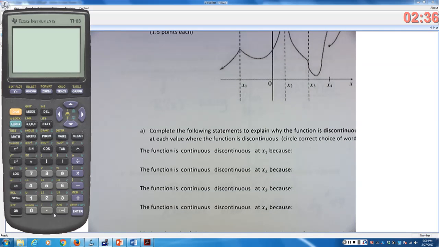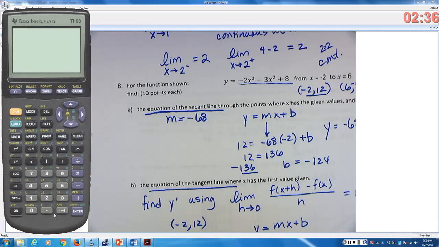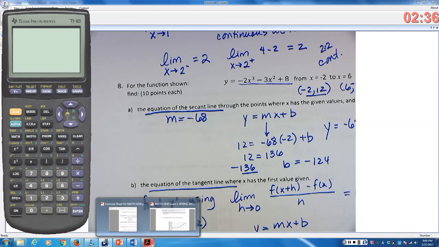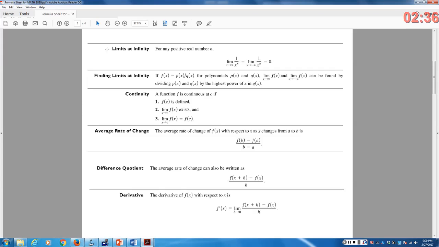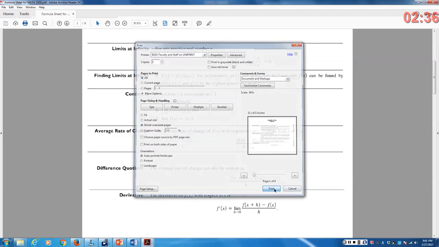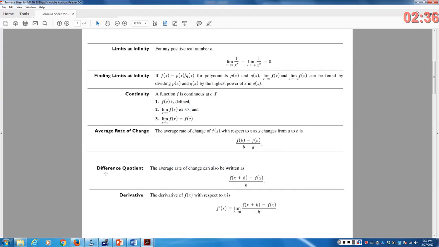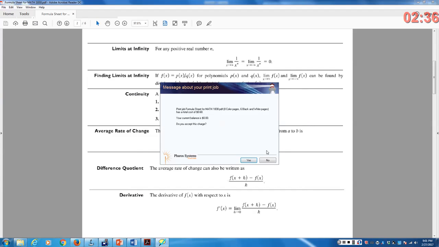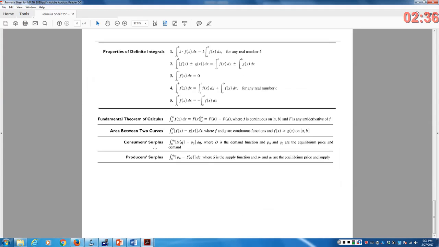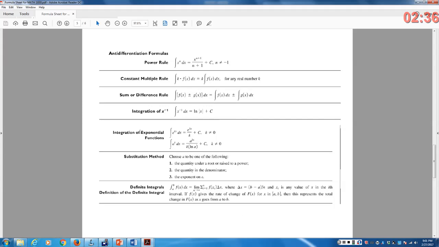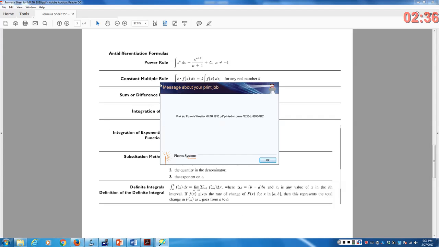Hmm? Can you print me out the formula sheet? Sure. Okay, it should be laying over there. I've got them folded where the scores aren't showing.